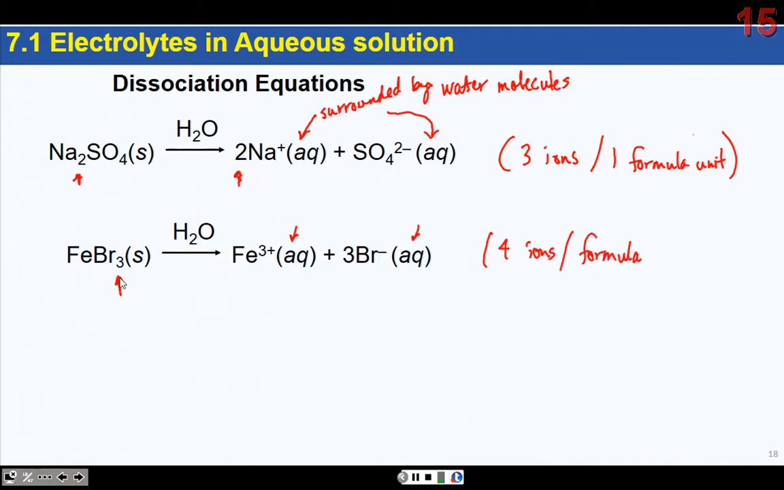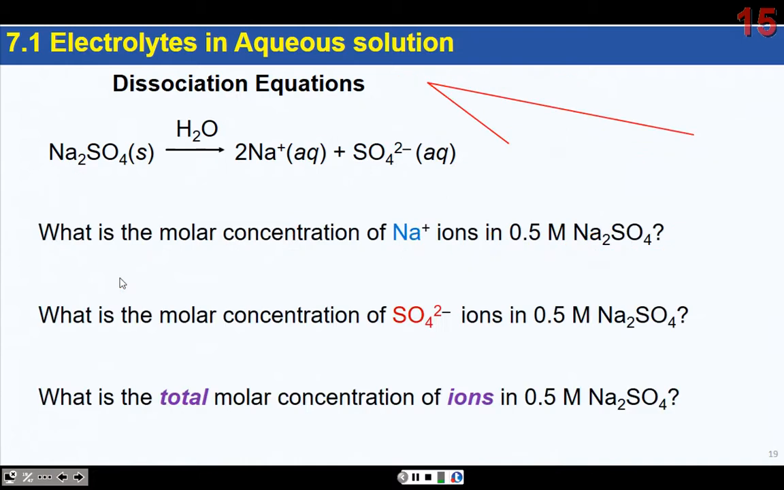So every compound that's ionic will have a different possible number of ions when you dissolve them in water. We'll take that one step further now to think about how these are used in a calculation. So if you put that sodium sulfate in water and get sodium ions and sulfate ions, what would be the molar concentration of the sodium ions if the concentration of the sodium sulfate that you dumped in is 0.5 moles per liter? Well, there are two moles of sodium ions per mole of sodium sulfate.